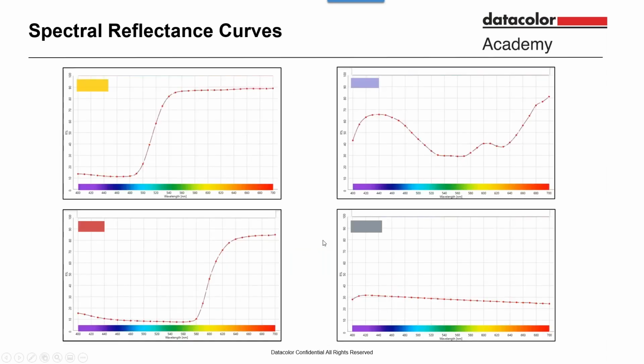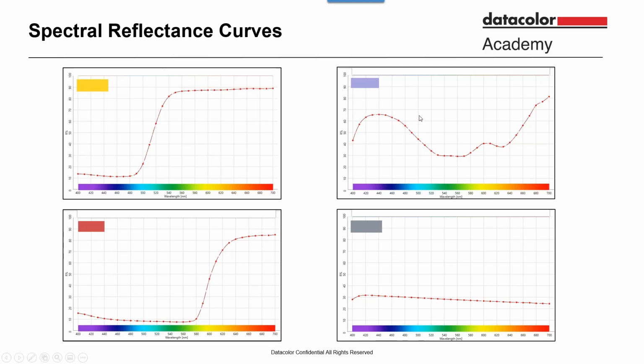Okay, here I have a number of spectral curves. We have here a yellow, and the yellow is absorbing blue energy or violet energy, and it's reflecting back red and green. And the combination of red and green additively to our eyes, we perceive yellow.